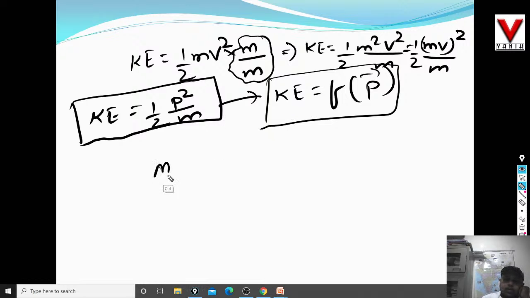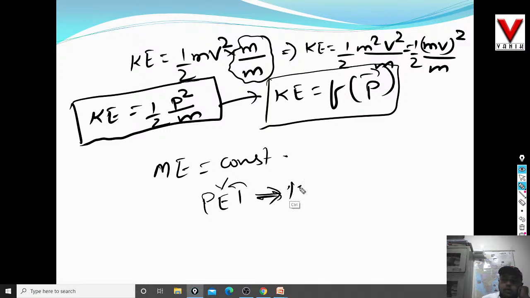So that means I can say mechanical energy is constant or conserved. So if potential energy increases, what will happen to my kinetic energy? It implies kinetic energy will decrease. Okay, so I think this is clear.